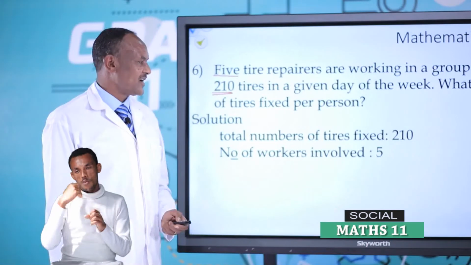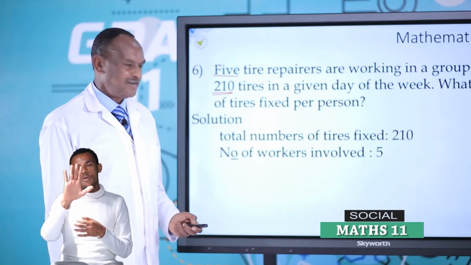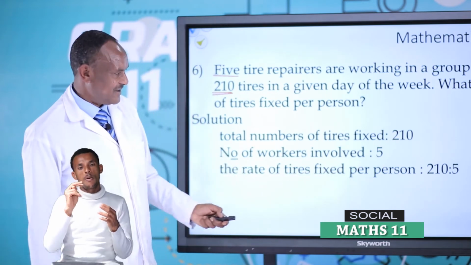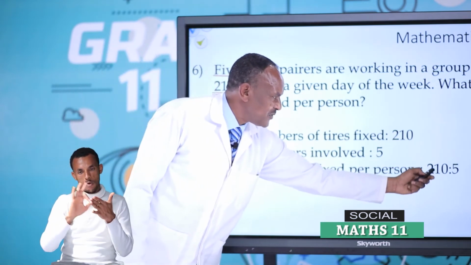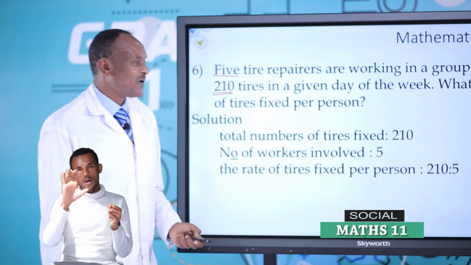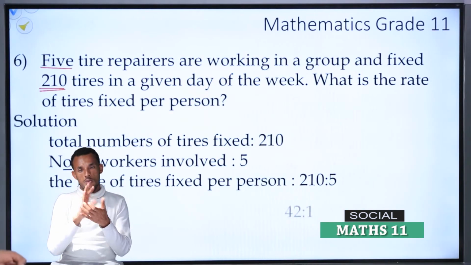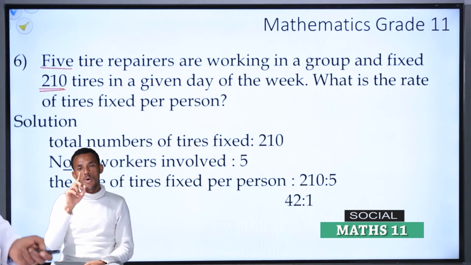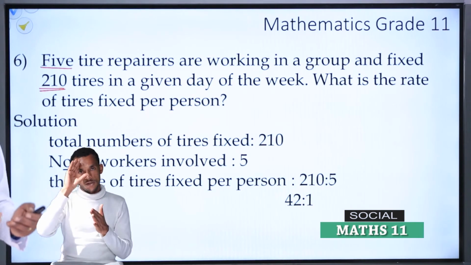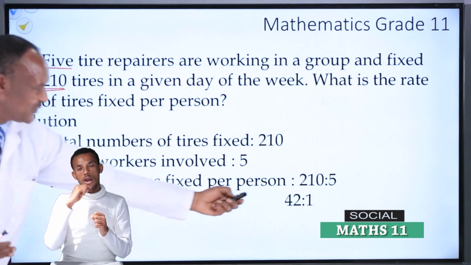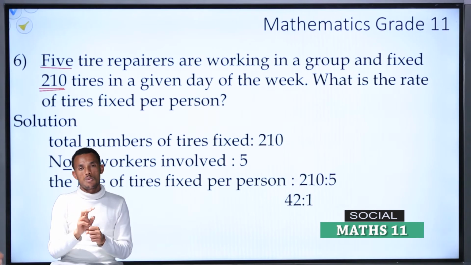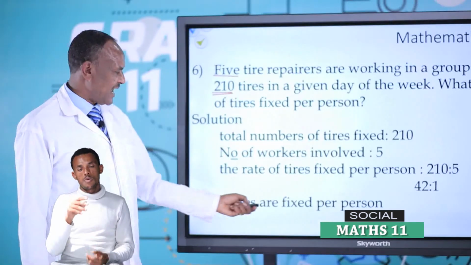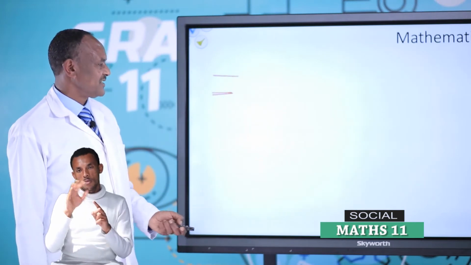Number of workers involved, 5. So you have to take the rate of tires fixed per person: total number of tires repaired, 210, to the number of workers involved. When this is simplified, you will get 42 to 1. So what does it mean? A person can repair, on average, 42 tires in that group. 42 to 1 it will be. So 42 tires are fixed per person.